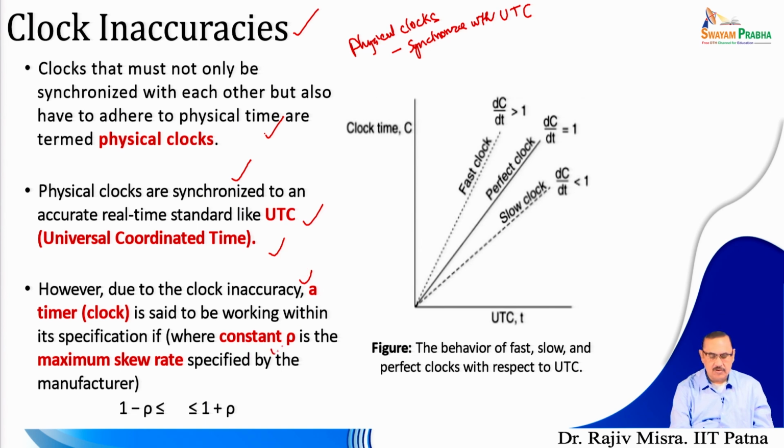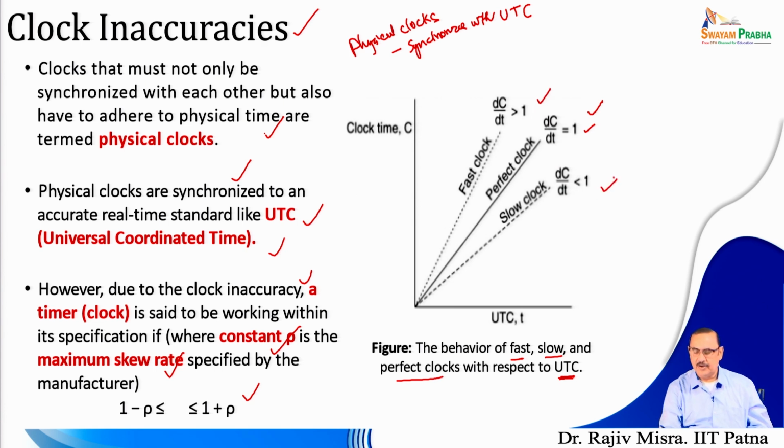Now, due to clock inaccuracies, a timer or clock is said to be working within its specification if a constant rho is the maximum skew rate specified by the manufacturer. So, that is what is shown over here, the constant. Here you can see the perfect clock, where dC/dt shows the behavior of a fast, slow, and the perfect clock with respect to the universal time clock. If dC/dt is equal to 1, it is called a perfect clock. If dC/dt is more than 1, it is called a fast clock. If dC/dt is less than 1, it is called a slow clock.